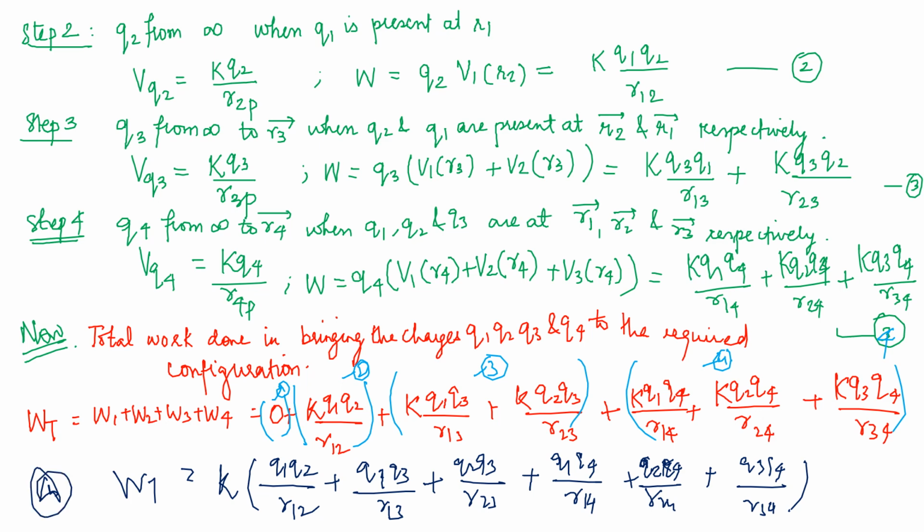Now in case these distances R12, R13, R23, R14 are the same, we are considering a square. What will happen? All these distances will become the same. And we are considering the charges Q1, Q2, Q3, Q4 all equal. How much work will we be doing at the end? Let's do one little calculation for it also.